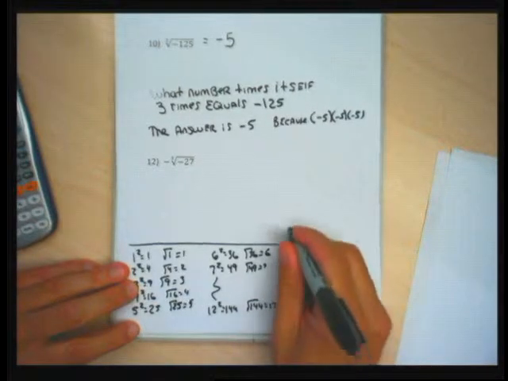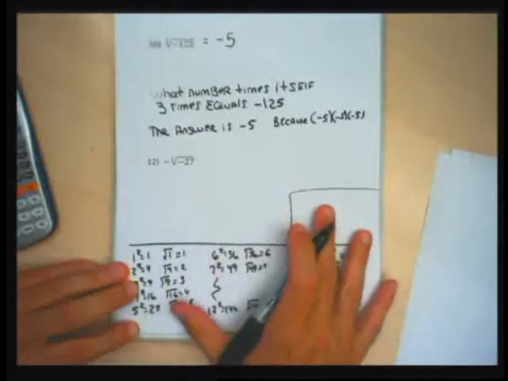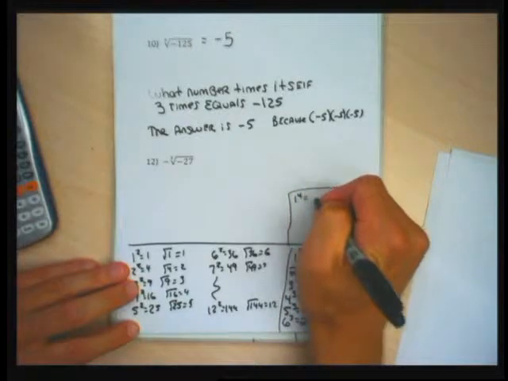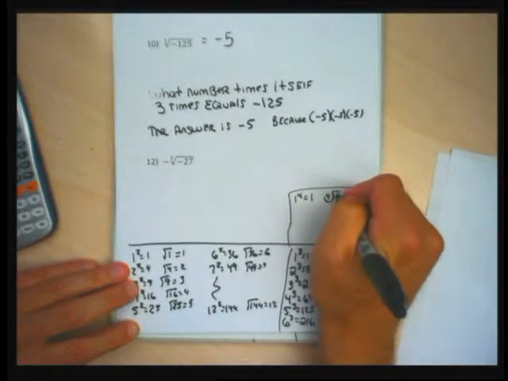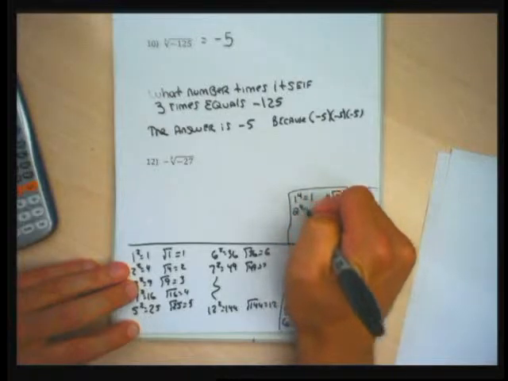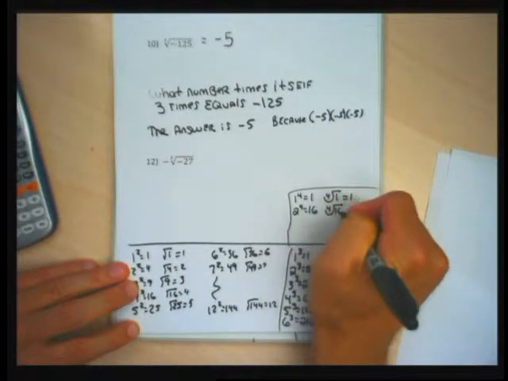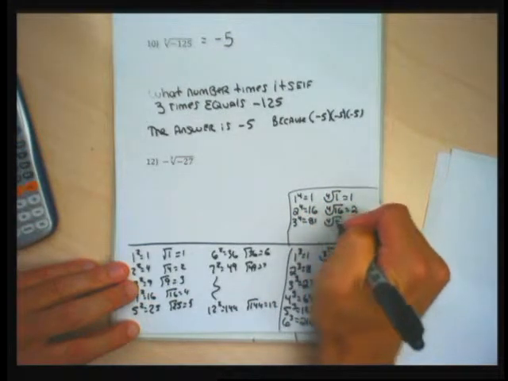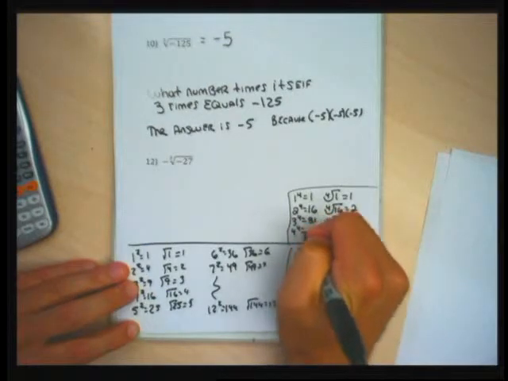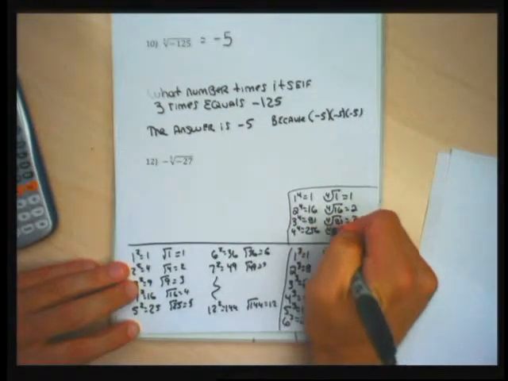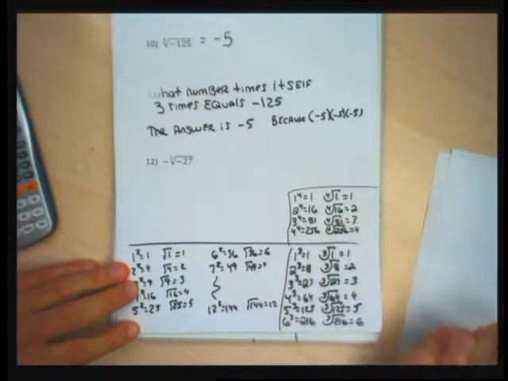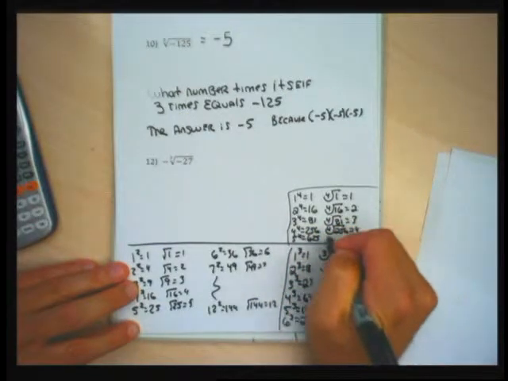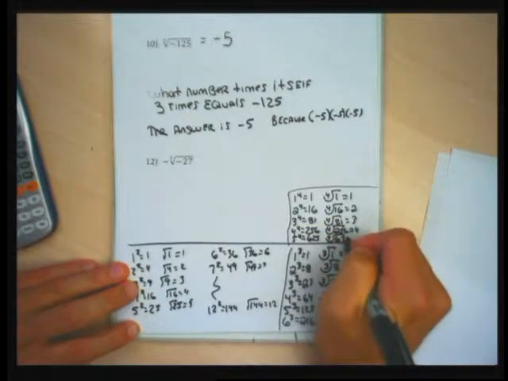I don't know many fourth powers, but these were all things I would memorize if I wanted to do radicals without my calculator. For fourth powers, 1 to the fourth is 1, so the fourth root of 1 is 1. 2 to the fourth is 16, so the fourth root of 16 is 2. 3 to the fourth is 81, so the fourth root of 81 is 3. 4 to the fourth is 256, so the fourth root of 256 is 4. And the last one I really know, 5 to the fourth is 625, so the fourth root of 625 is 5.